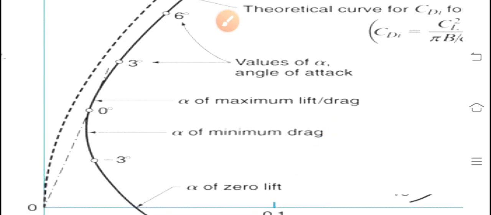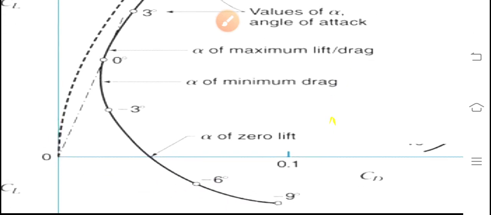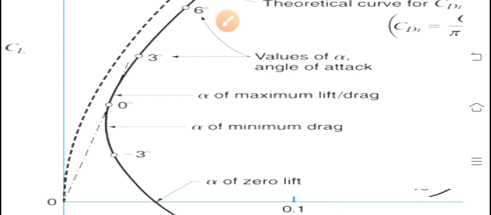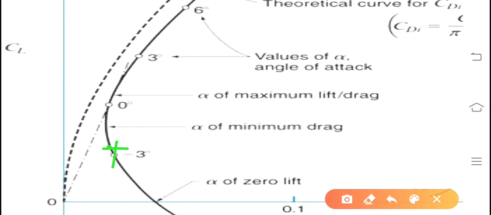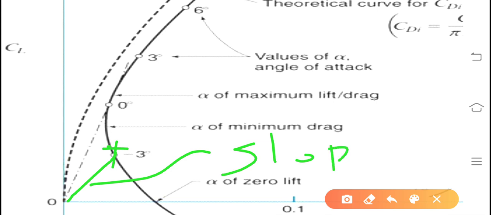Now, what is the use of this polar diagram? If you want to find out the efficiency, for example, I consider this point. If I want to know the efficiency at this point, I have to join this point to the origin, and the slope of this line joining the origin will give us the efficiency of that point.